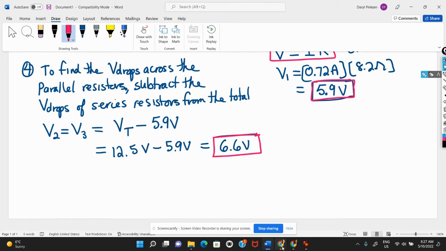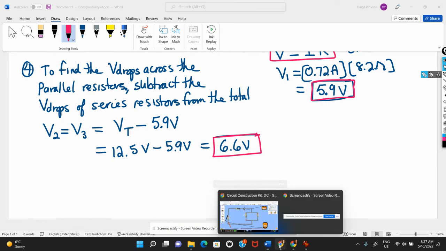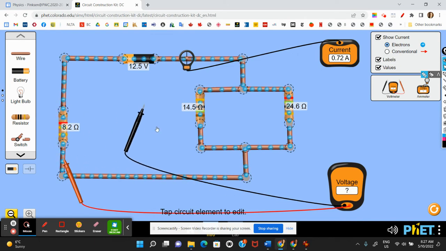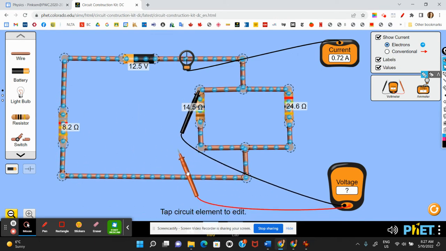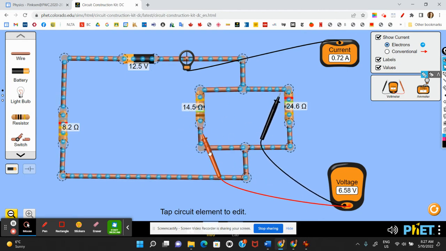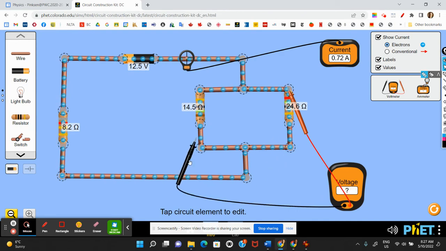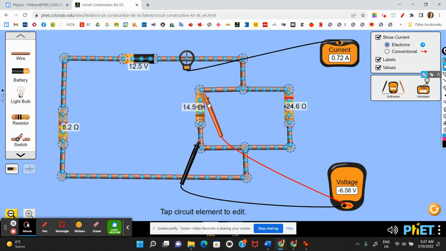Well, there's an easy way to test out and see if that's true, because I have this circuit all set up. So now let's go across this one, 6.6. And if we go across this one, oh, I'm supposed to have the black one down here and the red one up here, 6.6. So it doesn't, right? And if I had another parallel branch in here, it would still be 6.6.